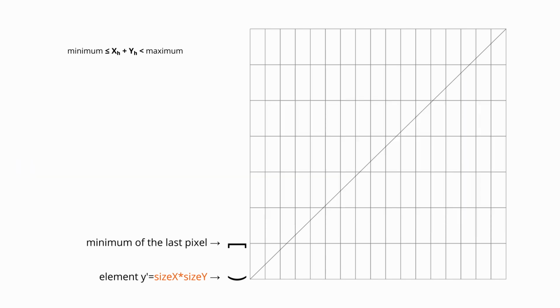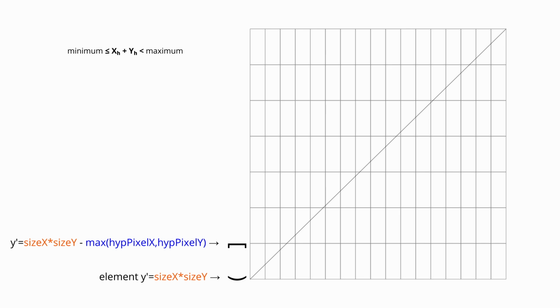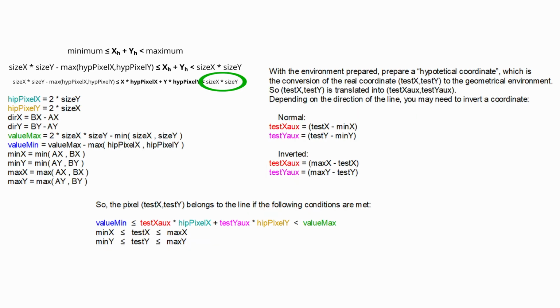Therefore, the minimum value for the last pixel belonging to the area is the maximum value minus one hypothetical pixel, which means it is size x times size y minus the maximum between hypixel x and hypixel y. It is the maximum between hypixel x and hypixel y because it defines how often the coordinate changes, which depends on the aspect ratio. If the original area is wider, the hypothetical pixels are taller, and the maximum is hypixel y. If it's taller, then the pixels are wider, and the maximum is hypixel x. That's the final raw formula. Just a small adjustment is needed, which I'll explain below.